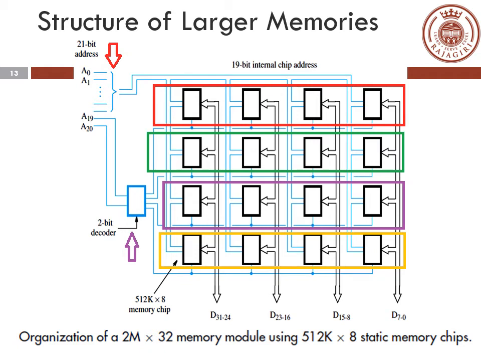So this is how we have arranged the 512K memory blocks, and we have made a memory of 2 mega locations, and in each location you can have 32 bits of data. So altogether we are having 21-bit addresses. Using the lower order 19 bits, from A0 to A18, you will be selecting a particular location in each of the 4 levels.